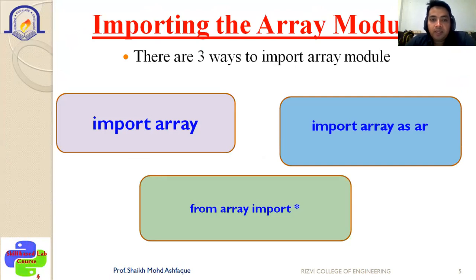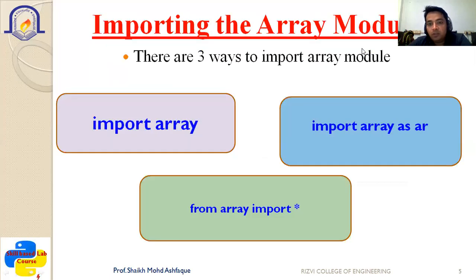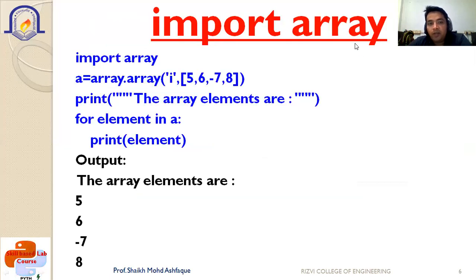Importing the array: basically there are three ways to import the modules. Whenever you implement a program for a one-dimensional array, at that time you need to import in one of these three ways: import array, import array as AR, and from array import star. We are going to use these one by one, but you have to remember the syntax for creating the array. You should have the array, then your type code, then the elements which you want to insert into the array.